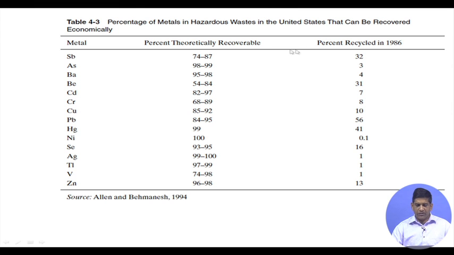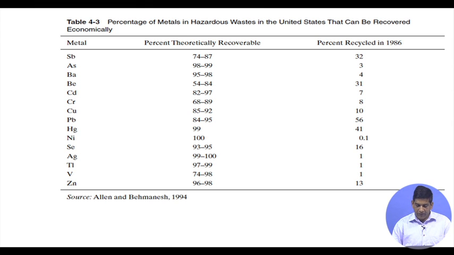One example here: this study was done several years back, almost 20 years back, where they looked at the percentage of metals in hazardous waste in the United States that cannot be recovered. So these are the different metals present. This is the percent theoretically recoverable, and this is the percentage recycled in 1986. Although it can be recovered and recycled, if you look at nickel, almost 100% can theoretically be recovered, but only 0.% to 0.1% was being recycled.